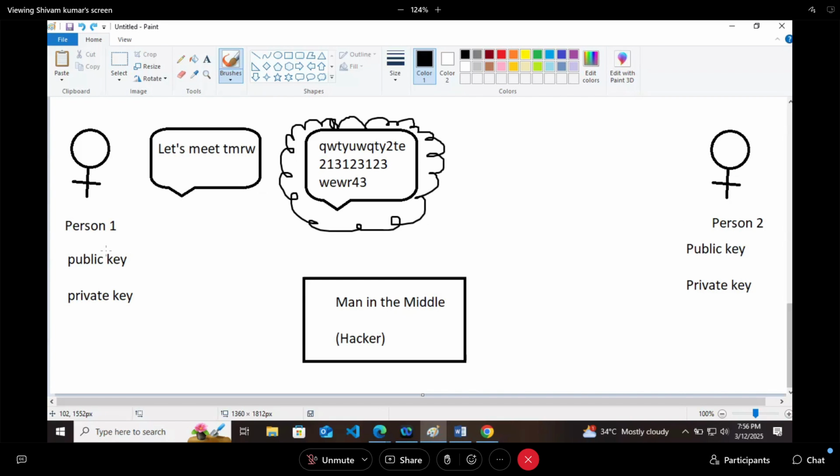Let's use the private key this time. We are using the private key of person A. Message got encrypted. Conversation done. After that, what actually happened is the hacker is not able to open it now because the hacker doesn't have the key.